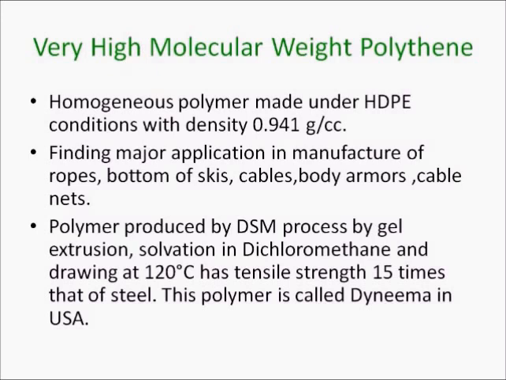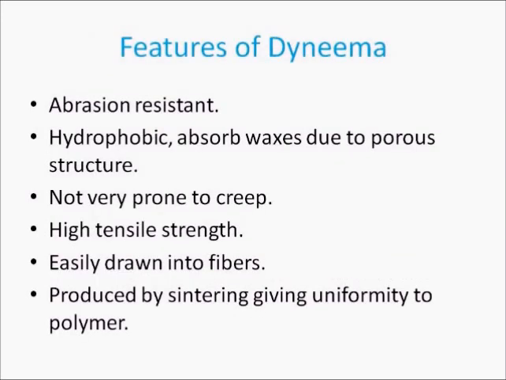Dyneema, as called in USA, is a polymer produced by DSM process and has tensile strength 15 times that of steel. Dyneema is abrasion resistant. It is hydrophobic and absorbs waxes due to its porous structure. It is not very prone to creep. It has high tensile strength and can be easily drawn into fibers. Dyneema is produced by sintering to give uniformity.